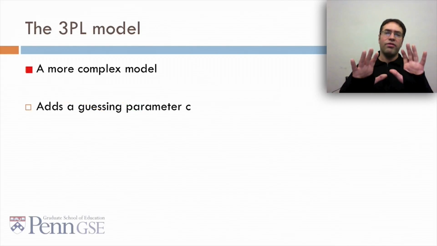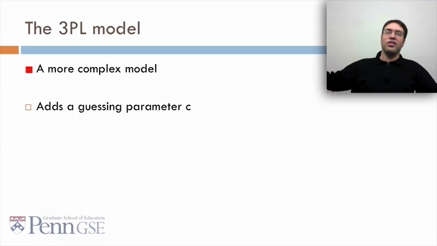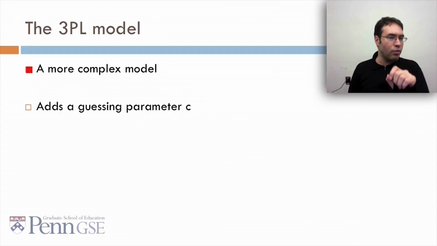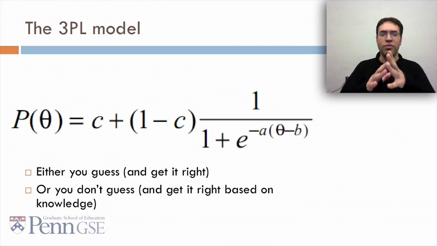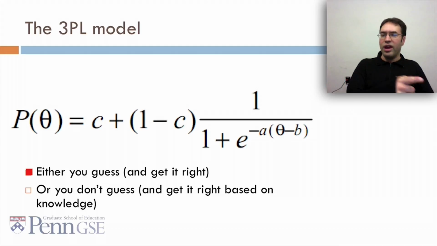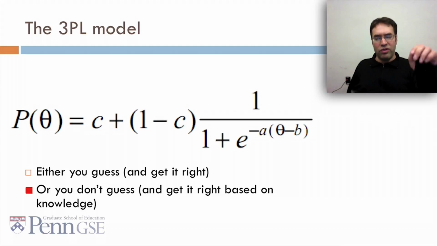Finally, not finally, because there's tons of stuff in IRT, it's a huge area, but finally for today, there's the 3PL model, which is a more complex model, which adds a guessing parameter, C. And this might look kind of familiar if you remember BKT. The probability you get things right is the probability you guess it, plus the probability you didn't guess it, times the probability you knew it. So either you guess and you just get it right, or you don't guess and then you get it right based on knowledge.